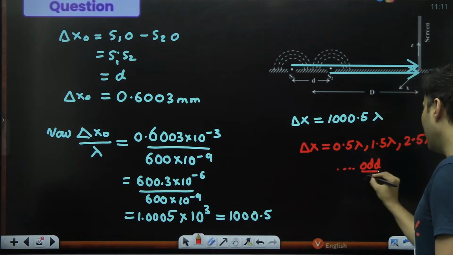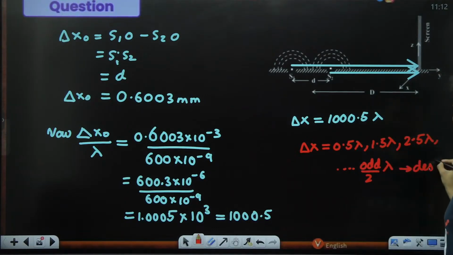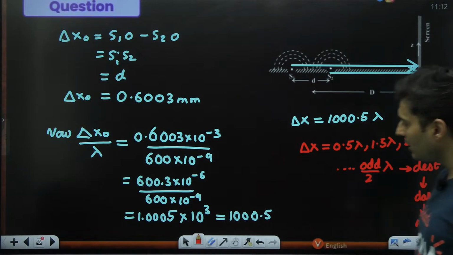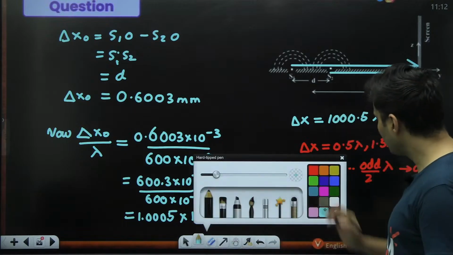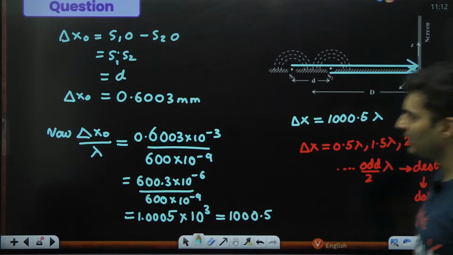Whenever your path difference is 0.5 lambda, 1.5 lambda, 2.5 lambda, in general an odd multiple of lambda by 2, then it is basically a destructive interference. It is basically a dark region, a minima formed intensity-wise. As you can see, this is a 0.5. So definitely, over here there should be a dark region.